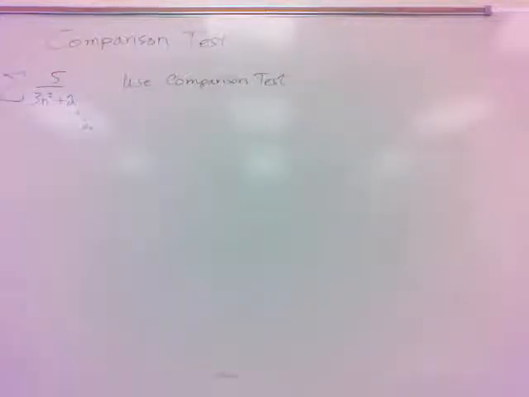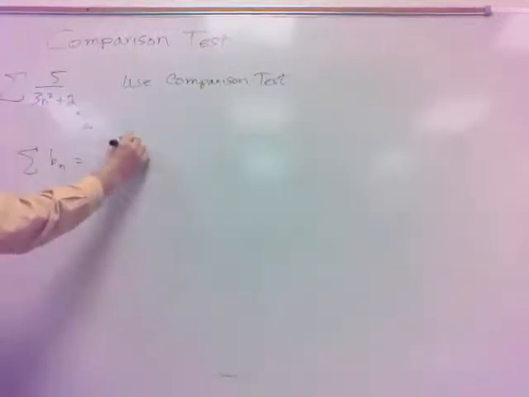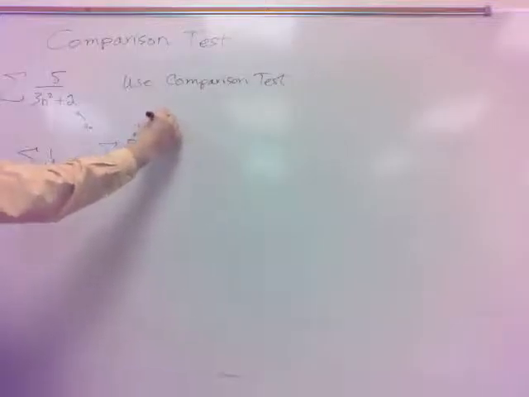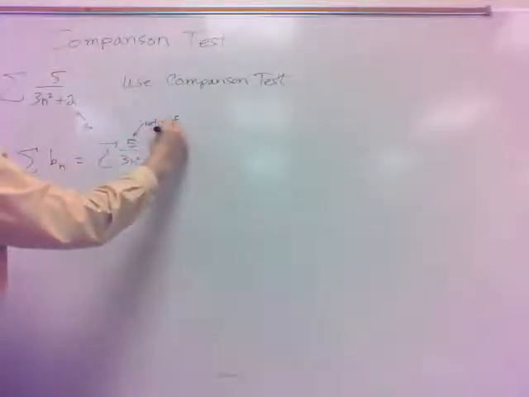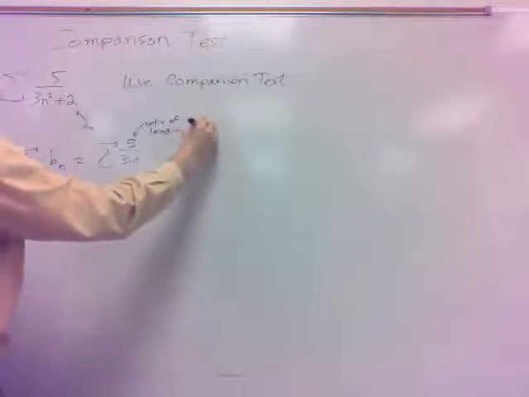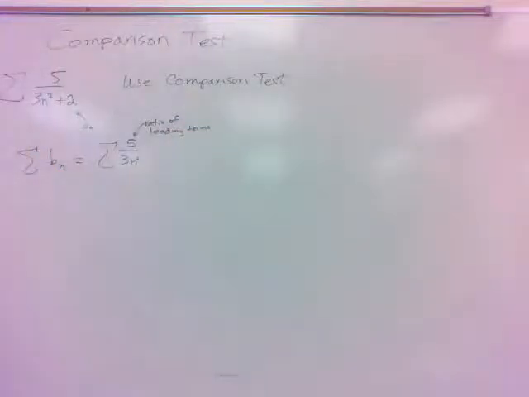Usually, for the B sub n, if we're going to use a comparison test, the B sub n, we're going to use the ratio of the leading terms. So in this case, 5 over 3n squared. That's going to be our comparison series. Okay, you with me? Just the ratio of the leading terms. That makes it, well, that makes it a nicer series, doesn't it?